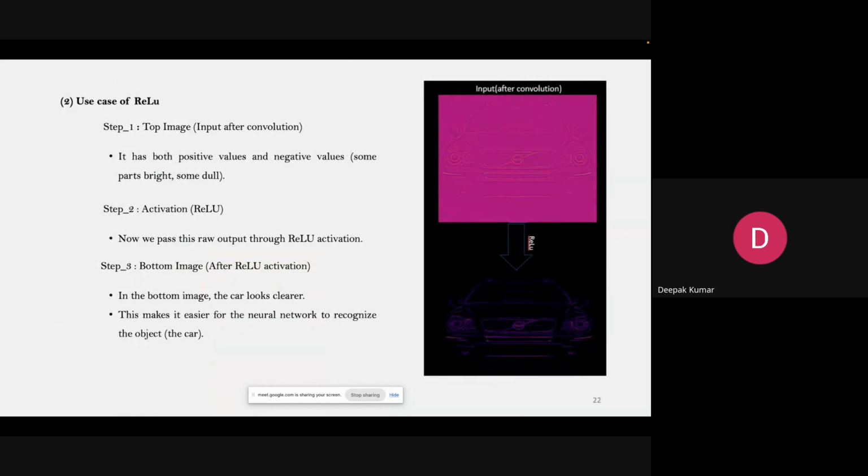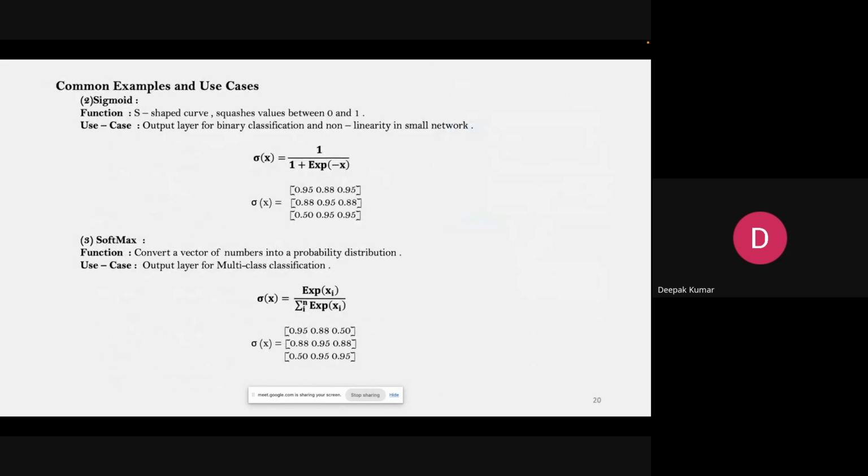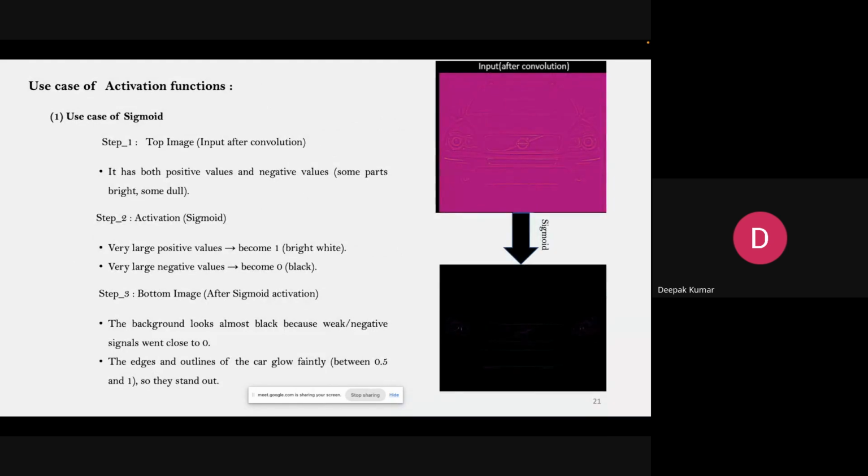These are not exact images, by the way. These are just schematic diagrams, or we can say examples. What is the difference between before and after applying the ReLU? Otherwise, mathematically, you can see the exact values after applying this. These are just examples or samples to show the effect of these different activation functions.